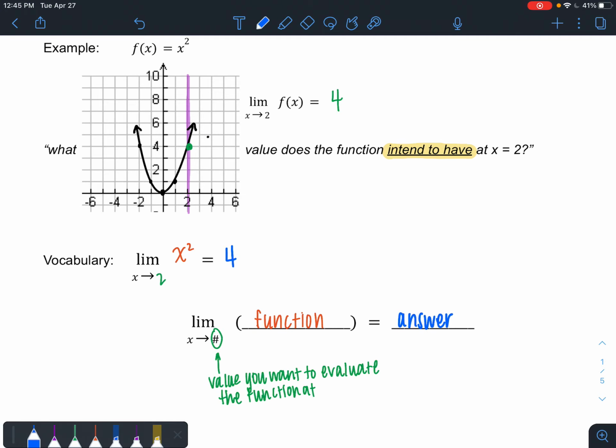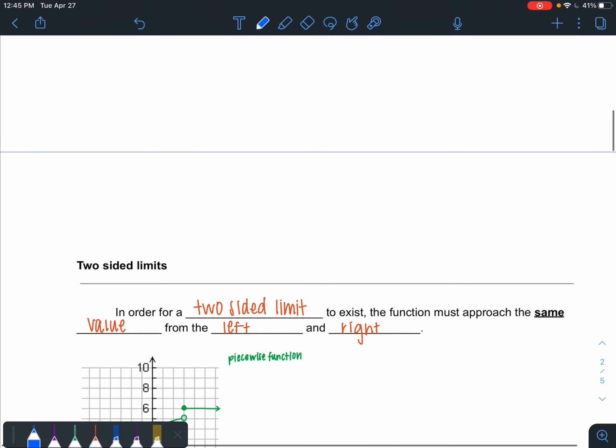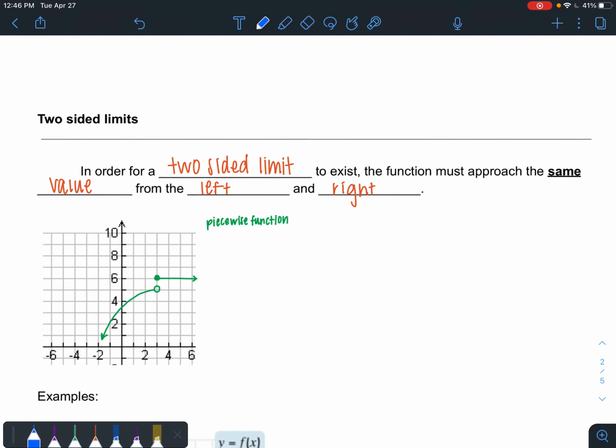There we go. Okay, so now let's talk about two-sided limits. So two-sided limits are coming from two sides, and in order for a two-sided limit to exist, the function has to approach the same value from the left and the right. So I always like to think of it as popping a pimple, which is kind of gross, but you will see how that kind of works.